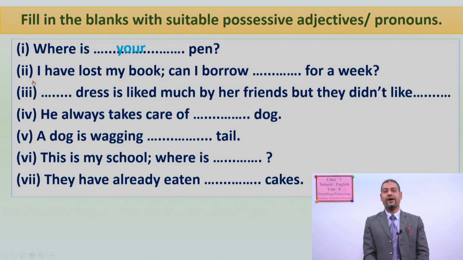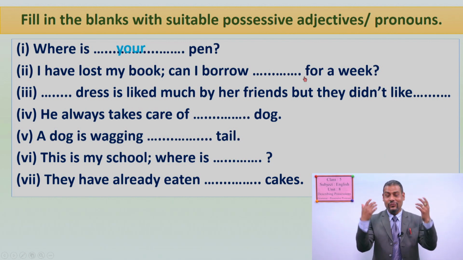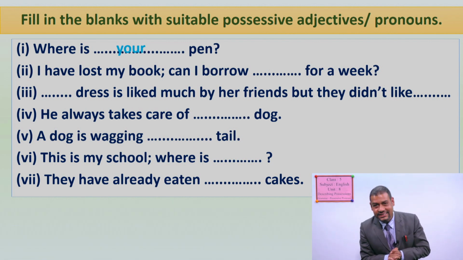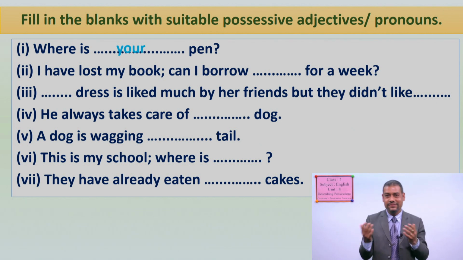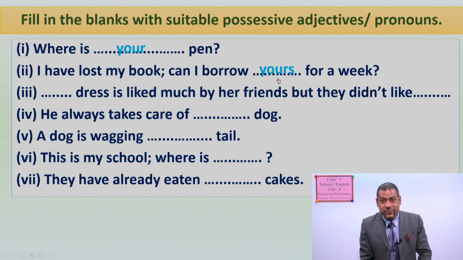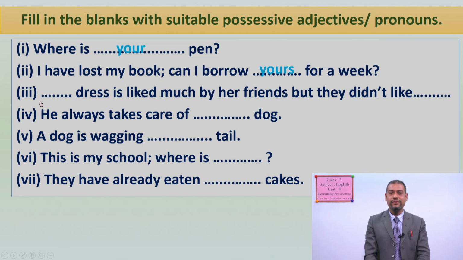Okay. Now in the second sentence, I have lost my book. Can I borrow? What do you write here? Is there a naming word? No. Then what would it be? Adjective or pronoun? Possessive adjective or possessive pronoun? It should be possessive pronoun. Can I borrow yours? See, after yours there is not a naming word, for a week.